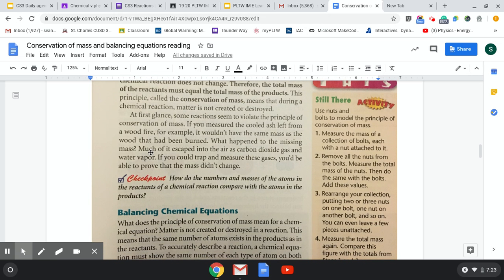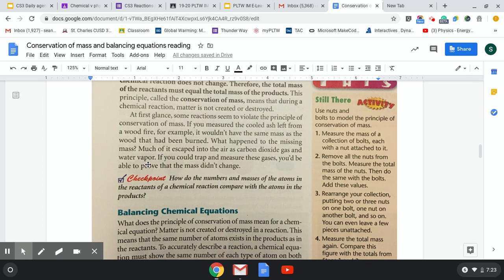So how many of you thought it left as the smoke and the gases that came off the fire? If you thought so, that was the right answer. Much of it escaped, much of it meaning the mass. So much of the mass escaped into the air as carbon dioxide gas and water vapor. Yeah, water vapor comes off. Anytime you burn something, water vapor is given off.